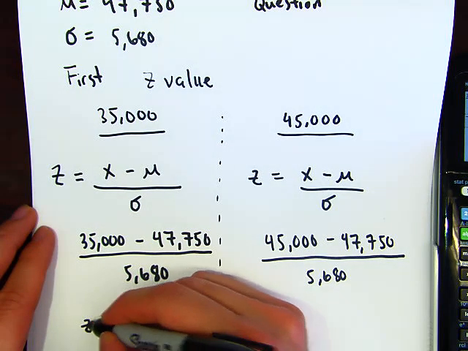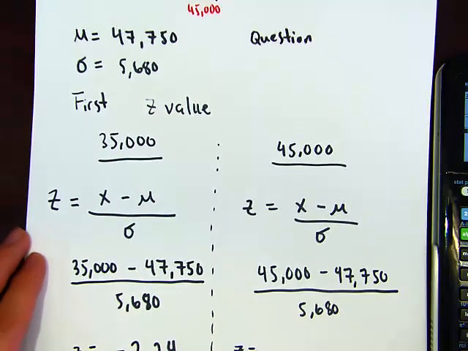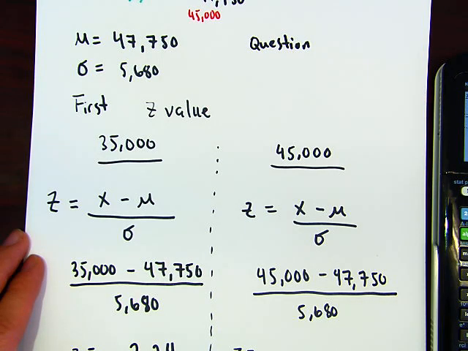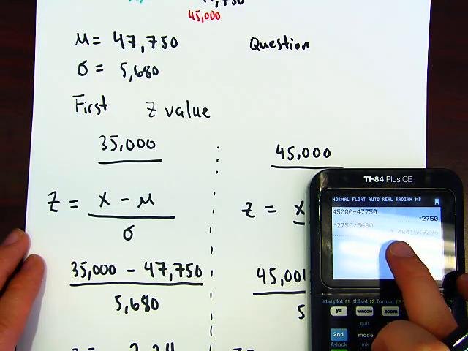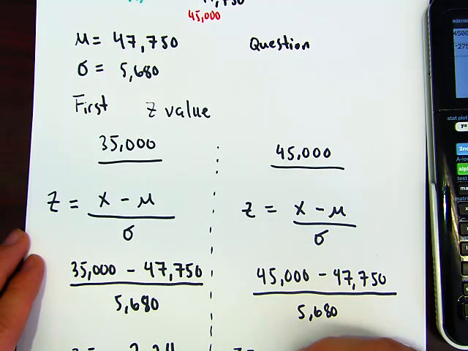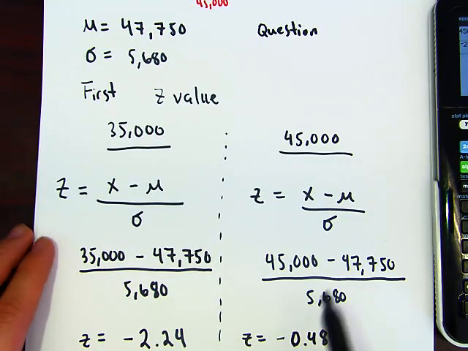And here, what's the z value for this guy? It should be 45,000. All right, let's try it again here. So 45,000 minus 47,750, whatever that is. So that's -2,750. So -2,750 divided by 5,680, and I get -0.48. So -0.48. So what do these two numbers represent over here?